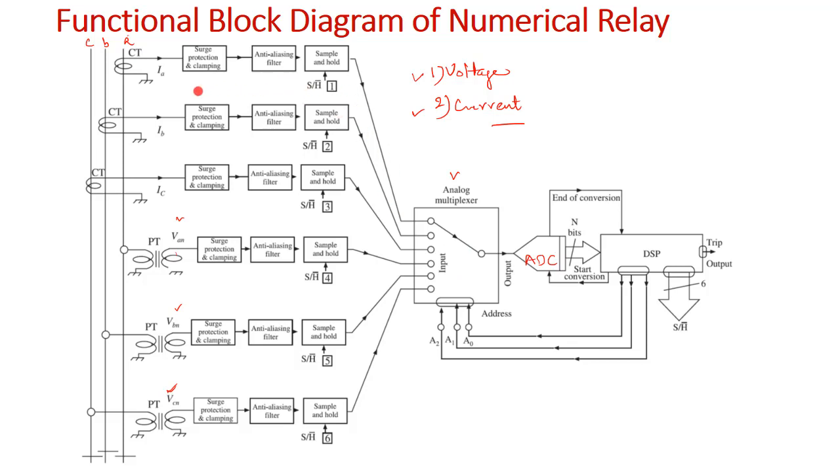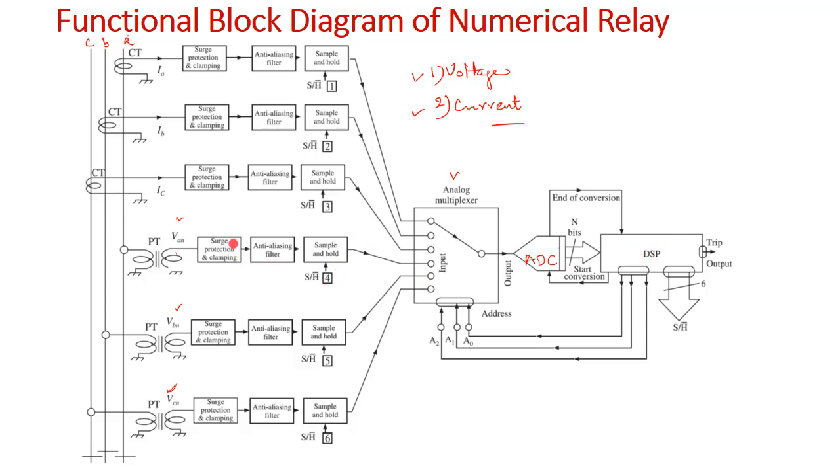So now IA, IB, IC, VAN, VBN, VCN, these are six signals. We are collecting these signals through the anti-aliasing filter and sample and hold circuit, and it is fed through the analog multiplexer to the ADC, right? Then the ADC converts this and sends the digital output to the DSP, right?